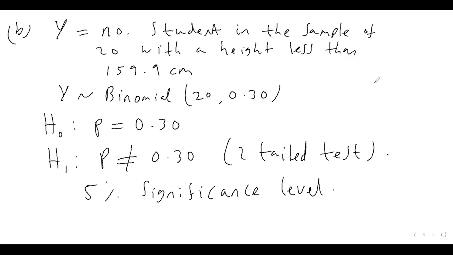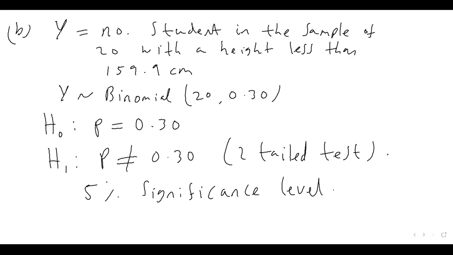We collect the data and we have to assume that the probability of getting someone with a height less than this is 30%. We've got to assume that. But what we're saying is there's a 5% chance of rejecting that assumption. So we collect the data and give this test a 5% chance of rejecting this assumption.